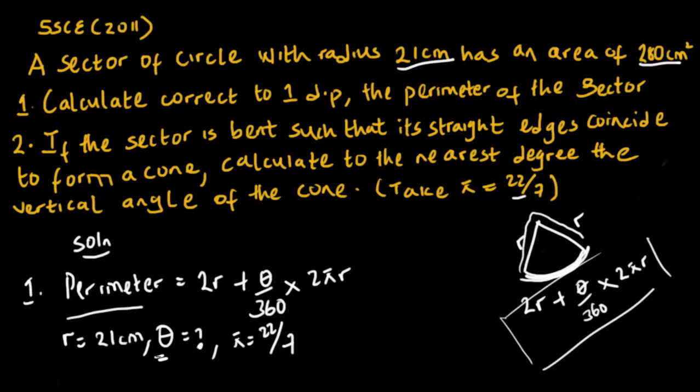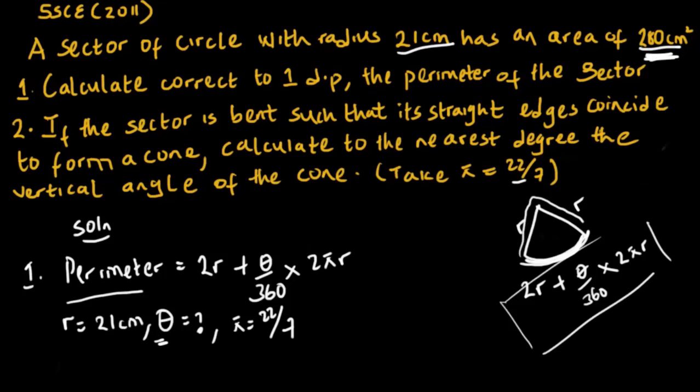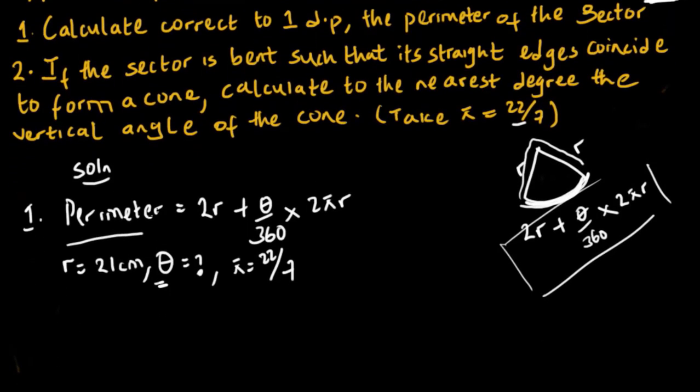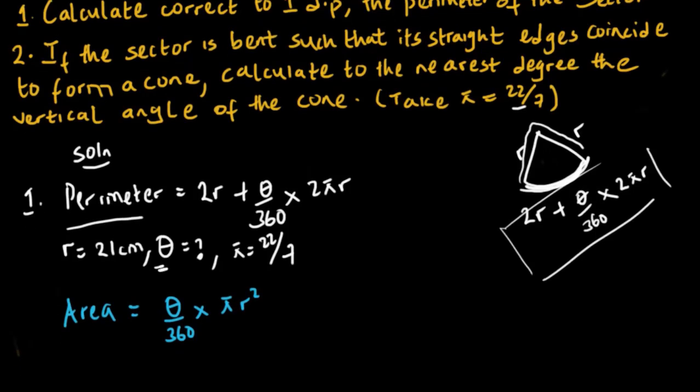So how do we find theta? Now look, we have something. We know that the area of the sector is 280 centimeters square, so we can use this to find theta. We need to remember the formula for the area of a sector. Remember, area of a sector is just a fraction of the area of a circle. So we have theta over 360 times the area of a circle, pi r square. Does this make sense?